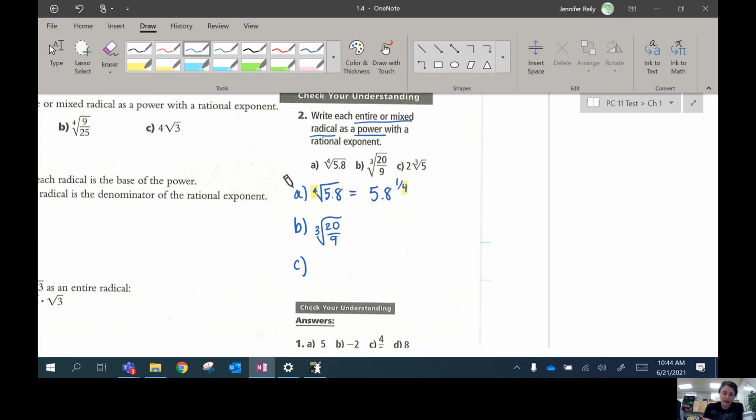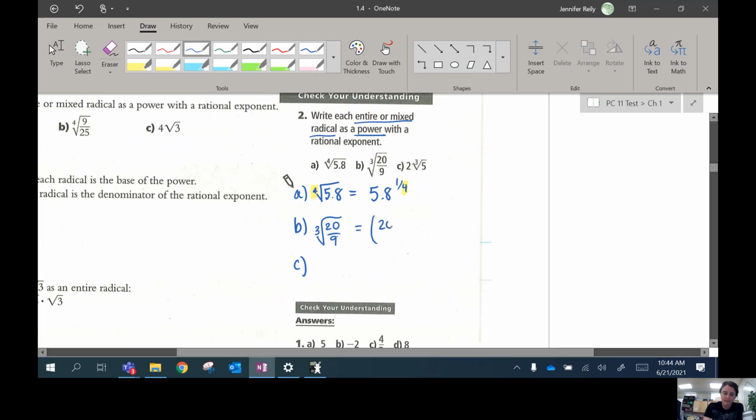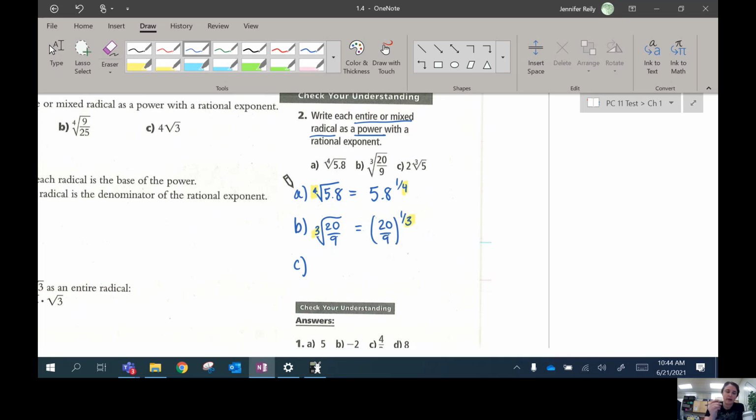Cube root of 20 over 9, that would be the same as asking what's 20 over 9 to the power of 1/3. Again, this index here matches the denominator in the power. And last one here, this one's a mixed radical.